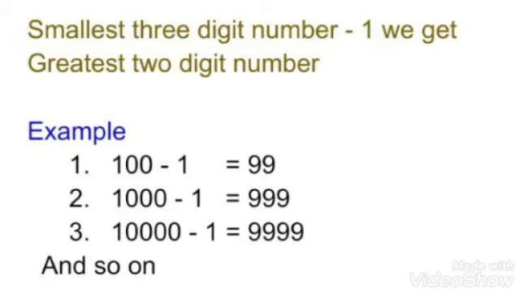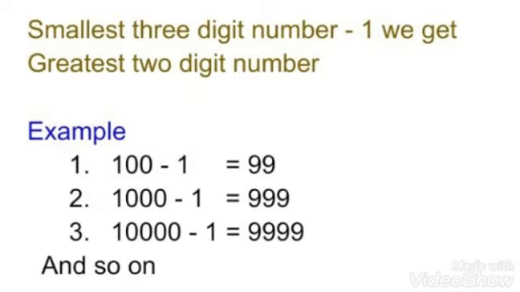So suppose you take the smallest 3 digit number and subtract 1. If you subtract 1 from the smallest number, we get the greatest 2 digit number. So 100 minus 1, 99. 1000 minus 1, 999. 10,000 minus 1, you will get 9,999. So if we reduce the smallest number by 1, we will get the greatest number with one fewer digit. If we increase the greatest number by 1, we will get the smallest.